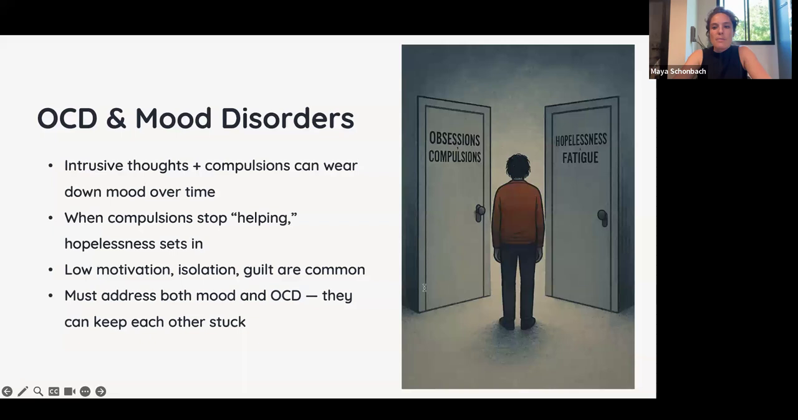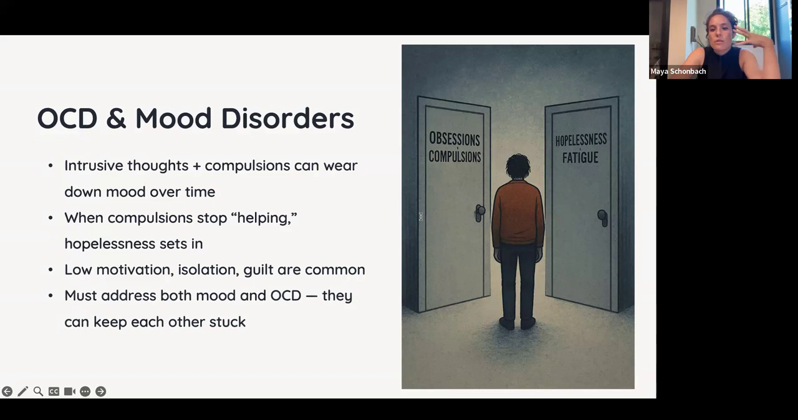Okay, so OCD and mood disorders. Examples of mood disorders are things like major depressive disorder, what we call depression, bipolar disorder, so having episodes of mania as well as episodes of depression, or persistent depressive disorder or dysthymia. Those are also common. And when we talk about OCD and mood disorders showing up, it's not really a coincidence that they show up together. These conditions deeply affect each other.